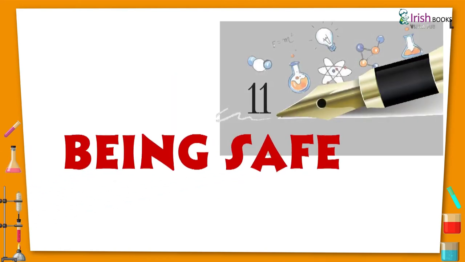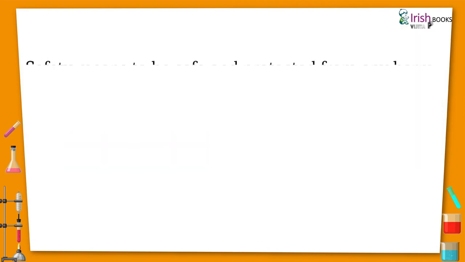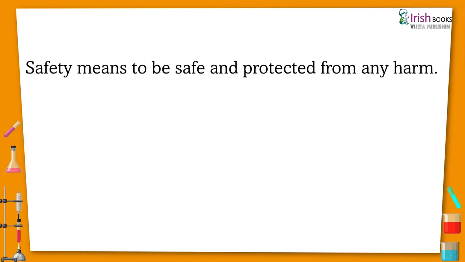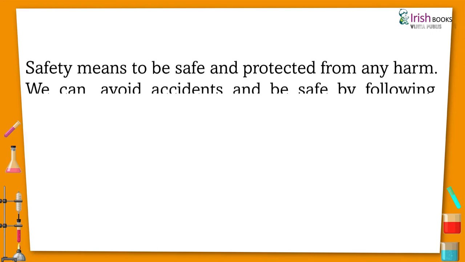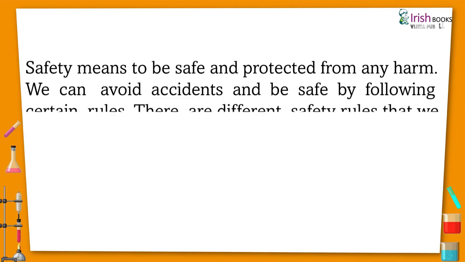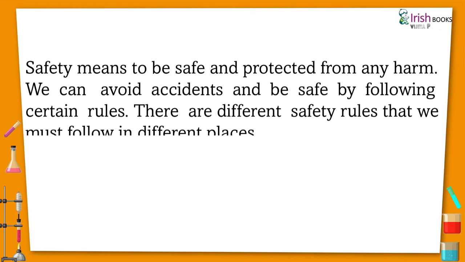Chapter 11. Being safe. Safety means to be safe and protected from any harm. We can avoid accidents and be safe by following certain rules. There are different safety rules that we must follow in different places.